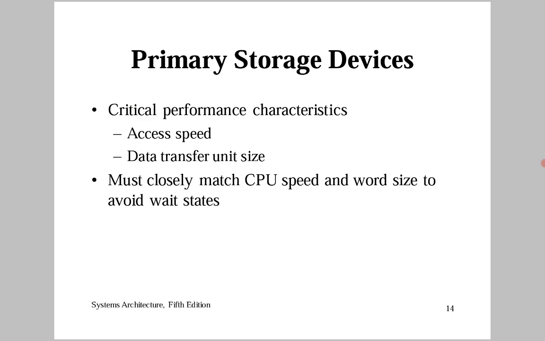Why do we need this? What is the principle here? The speed of the CPU is very high. CPU means processor. The speed of the CPU should be matched with the access speed or data transfer rate of the memories, so that we may use primary memories to connect to CPUs.